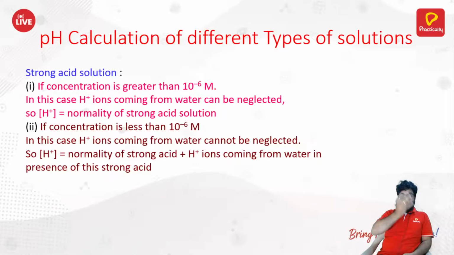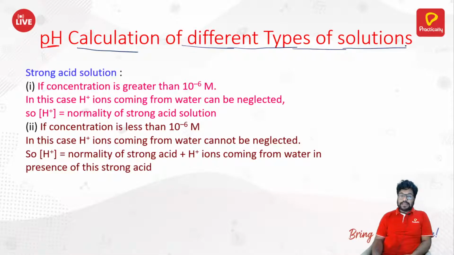Now that you understood how dissociation of water is affected by different factors, and how that affects the concentration of H plus ion and OH minus, which ultimately affects the pH and pOH, now let's see the different types of pH calculation. pH calculation of different types of solution. Let's see that now.